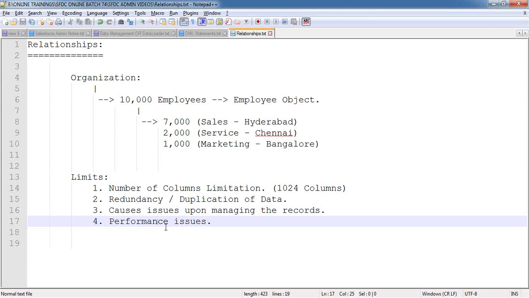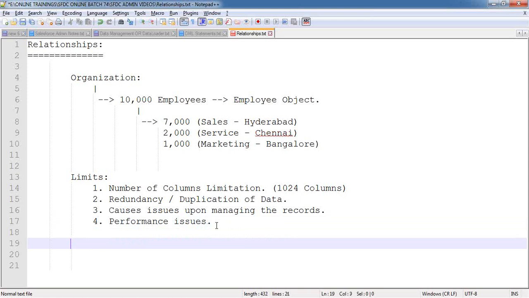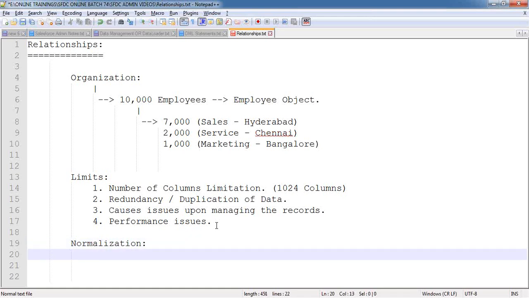Now, to avoid this problem, as part of the database, we have introduced a feature called normalization. So what do you mean by normalization? Normalization is used to split the data. Normalizing in the sense of splitting, that means dividing. Whenever I store the whole data of my application inside a single table, it causes these four major issues.